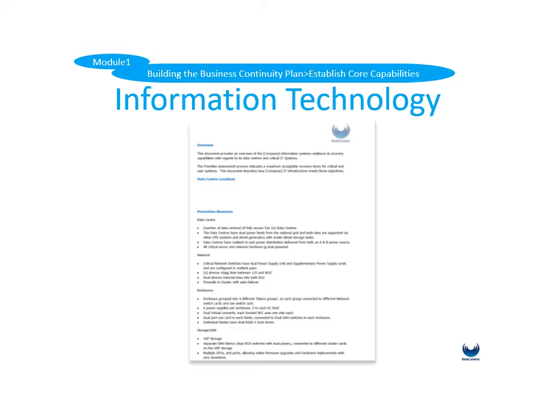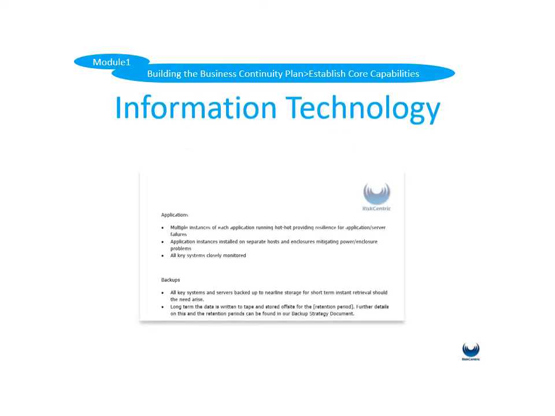The first part of the overview looks at preventative measures that have been taken to make the IT infrastructure more resilient to disruption. It covers the physical environment of the data center, network resilience, and data storage. The document continues to describe specific measures for critical applications and, of course, the backup and recovery processes for both systems and data.